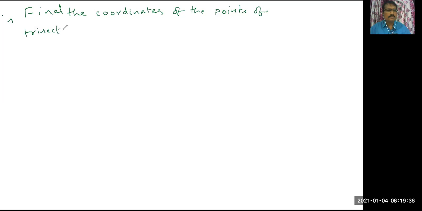So trisection. A trisection means the points which divide a line segment into three equal parts are said to be the trisectional points.